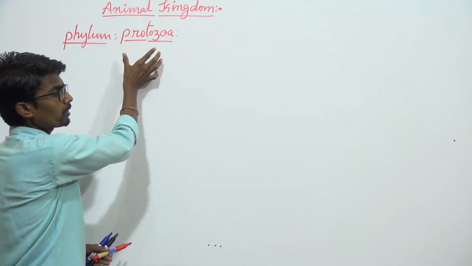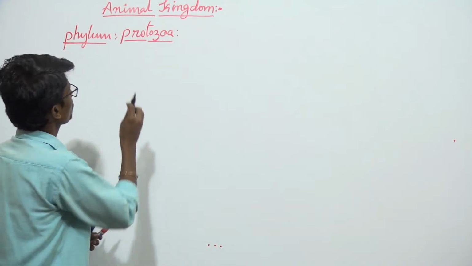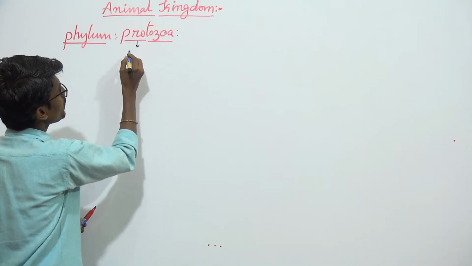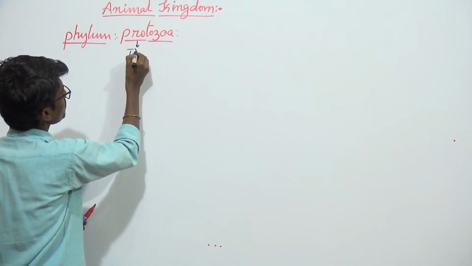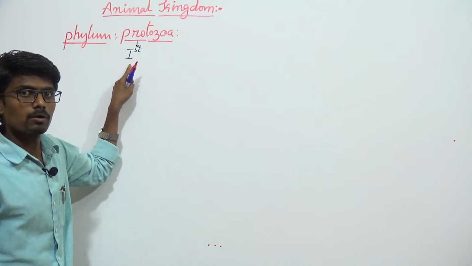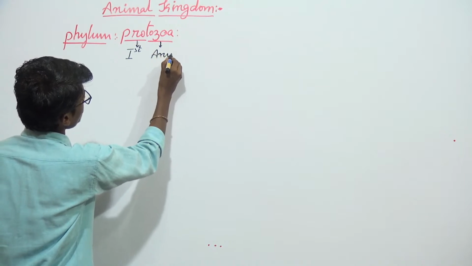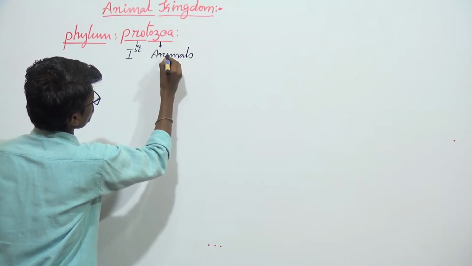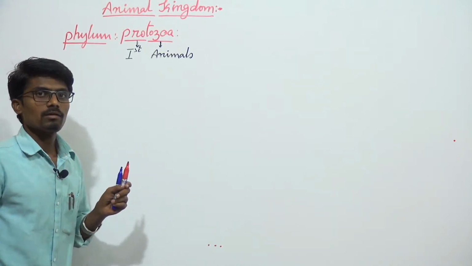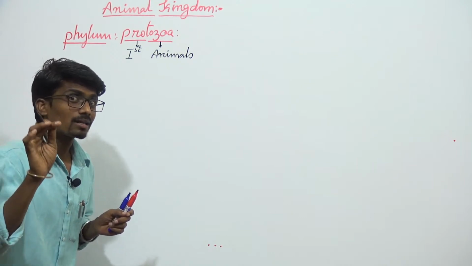And first of all, we should know what protozoa means. If you split the word protozoa, you will get the meaning. What is the meaning of proto? The meaning of proto is first. Zoa means animals.